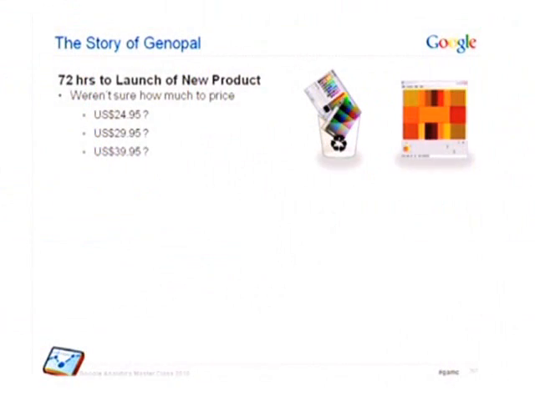So that's why we recommended they use Google Website Optimizer to a client named Genopal. They were launching, this was a few years ago, a software product. And about 72 hours before the launch, we get a call saying, I can't decide the price point. They narrowed it down to 3 price points, but they didn't know which one to choose. And they wanted some data to back it up.